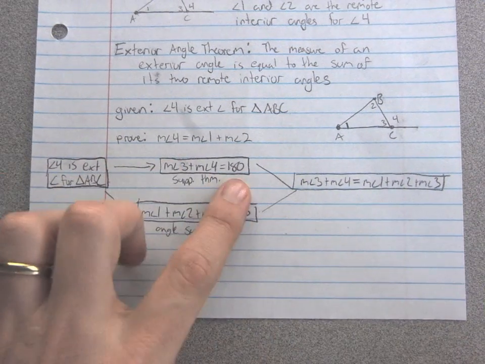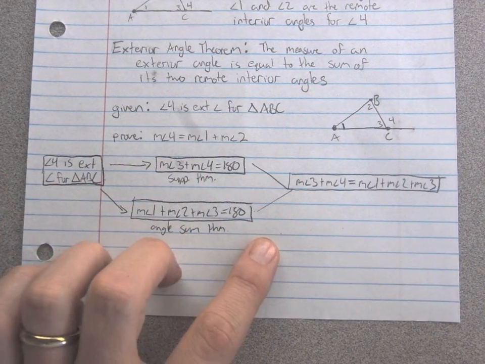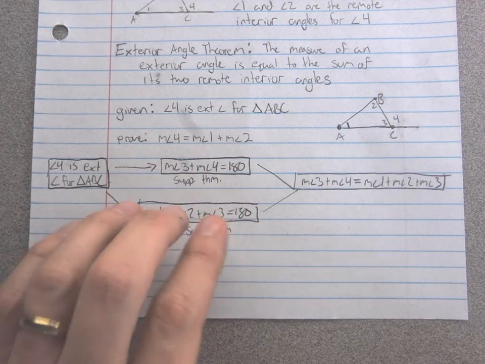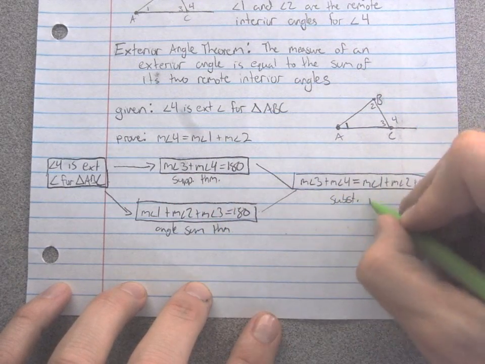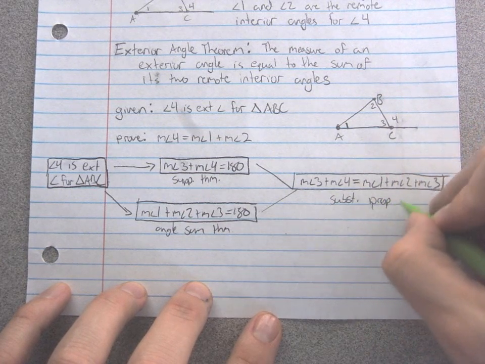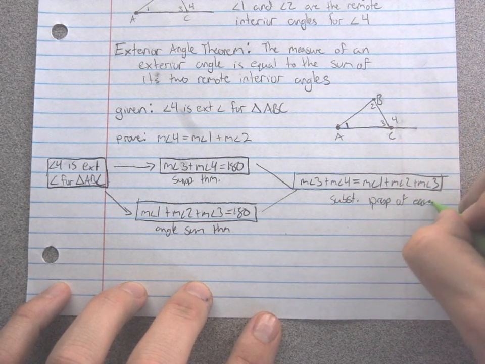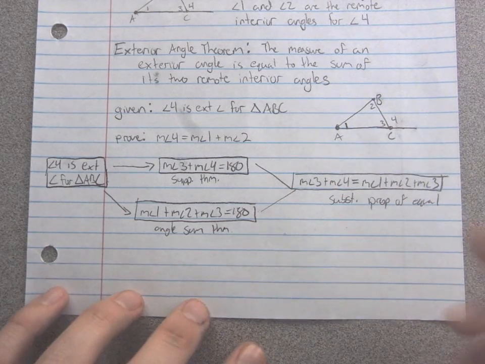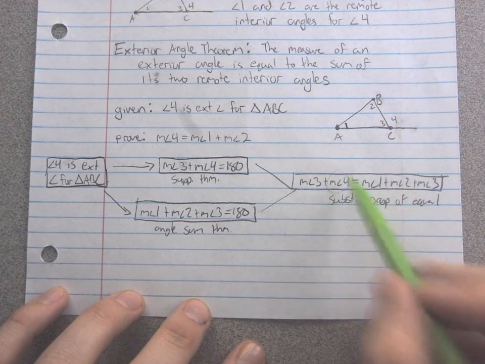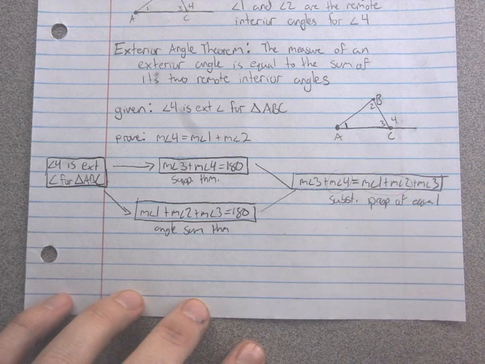If these 2 angles are equal to 180 and these 3 angles are equal to 180, then the sum of these 2 is equal to the sum of these 3. That is a substitution property of equality. Okay? Now remember, our goal was to show that the measure of angle 4 was equal to the measure of angle 1 plus the measure of angle 2.